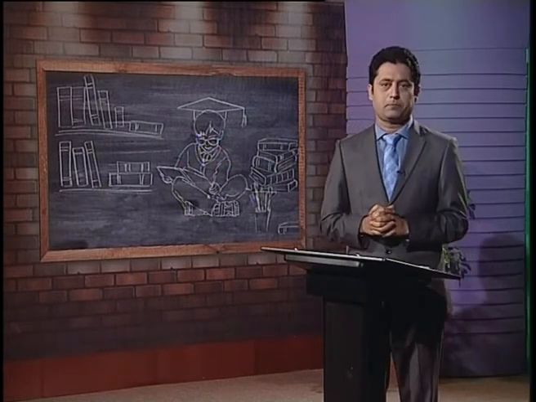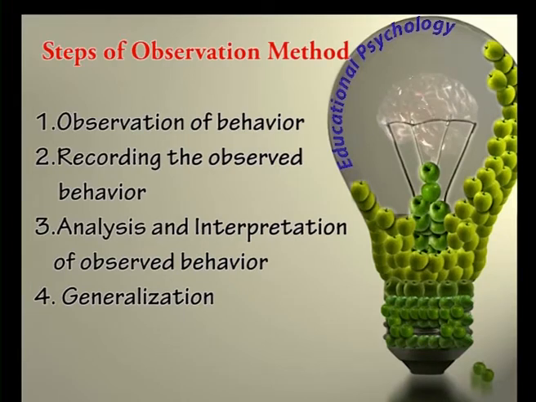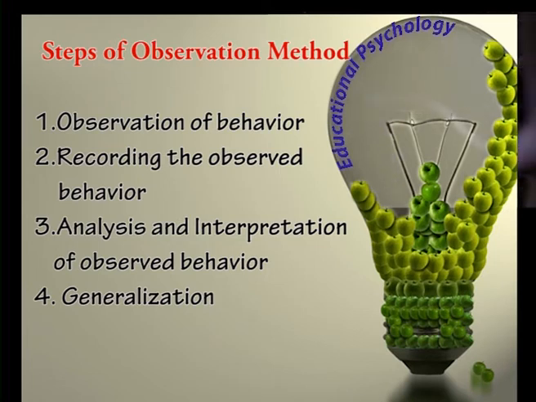Let's talk about the steps of observational method. In the process of observation, the following 4 steps are generally required. Observation of behavior, recording the observed behavior, analysis and interpretation of observed behavior, and finally, generalization.